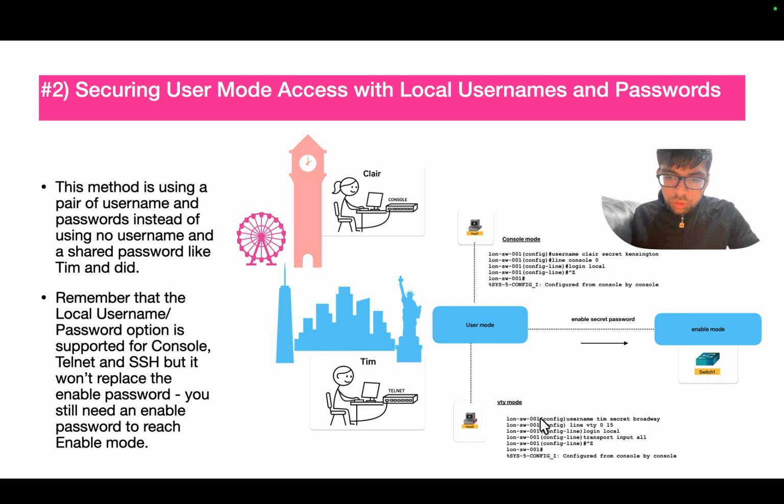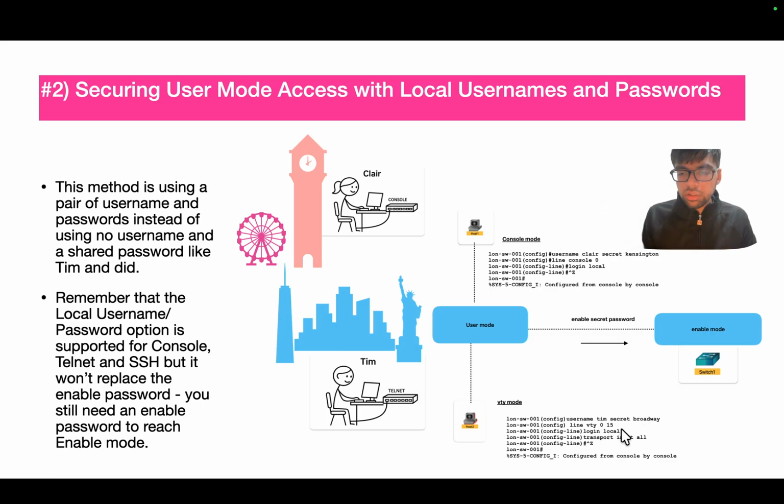Tim, what's Tim doing? Well, Tim's Claire's friend, and Tim established a telnet connection to Claire's switch, so he's logged onto the switch, but he wants to set up a telnet username and password. So what does he do? Username Tim secret, and he sets his password as Broadway here.